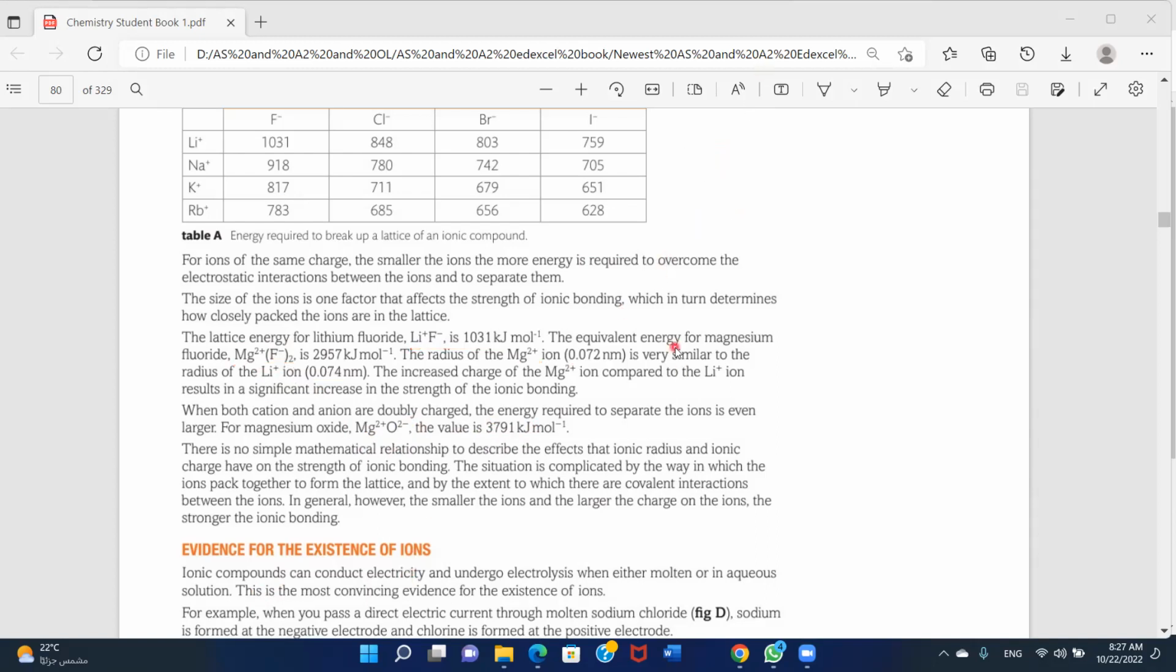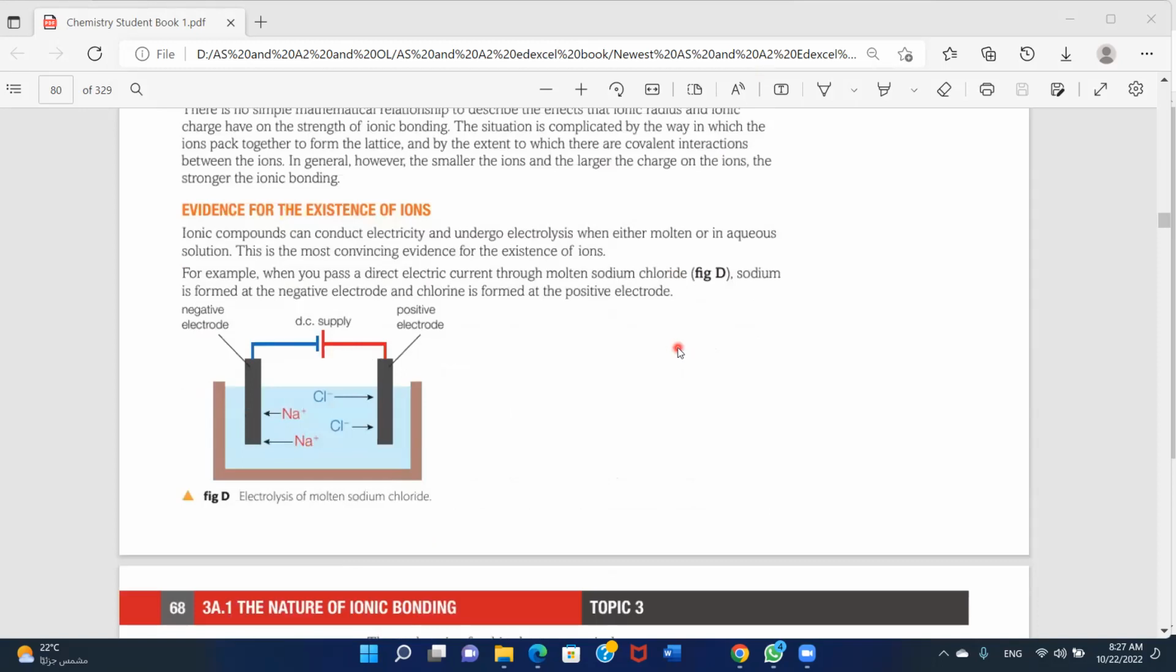Okay. Now, how do we prove that ionic compounds contain ions? What is the proof that ionic compounds contain ions? So, of course, the proof is what we studied in O level about electrolysis. We said that if we have two inert electrodes placed in molten sodium chloride, and we connect these two electrodes by a direct current supply.